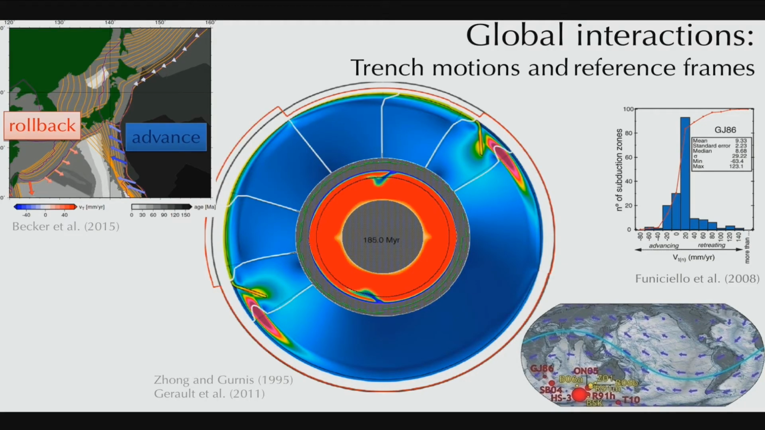Now, another issue with this is that if we're looking at things like trench advance and trench rollback on Earth, shown here in one particular reference frame for the Japan system, where this trench is inferred to roll back, this one is inferred to advance, then this measurement is contingent on the global reference frame, the thing we discussed earlier. Right? And so you need to pick an absolute reference frame, which is mainly controlled by its net rotation.